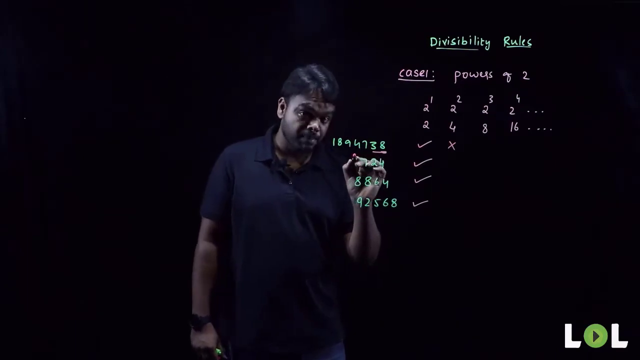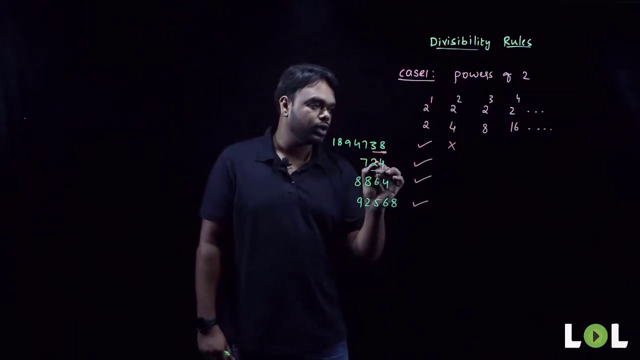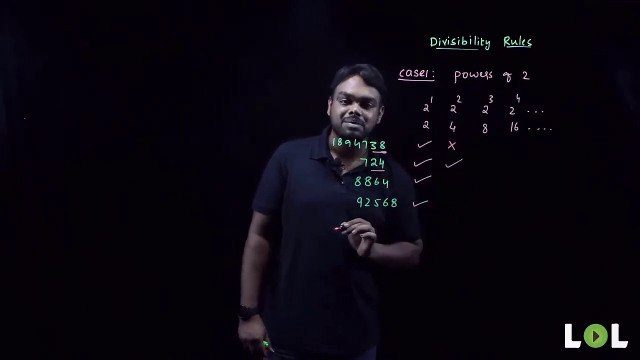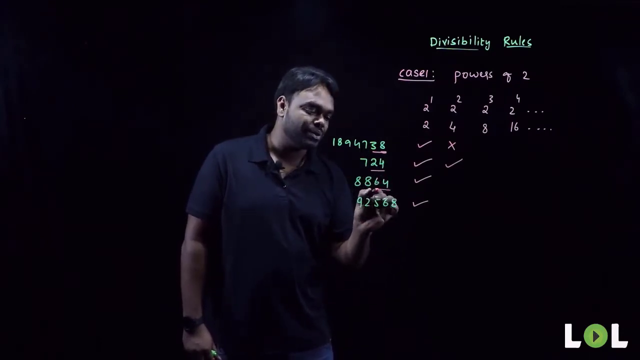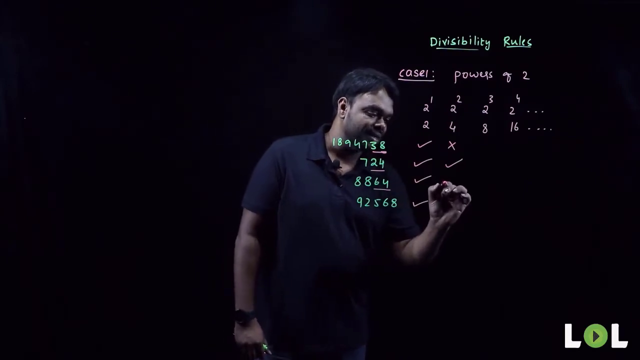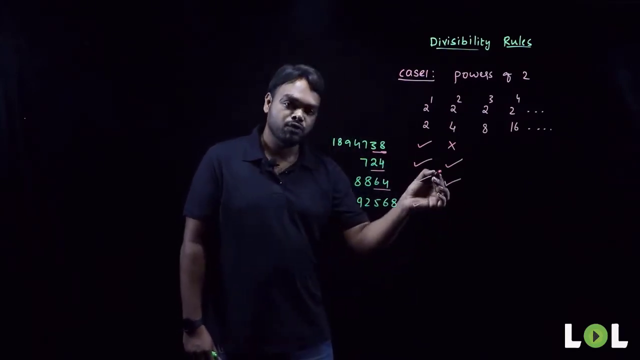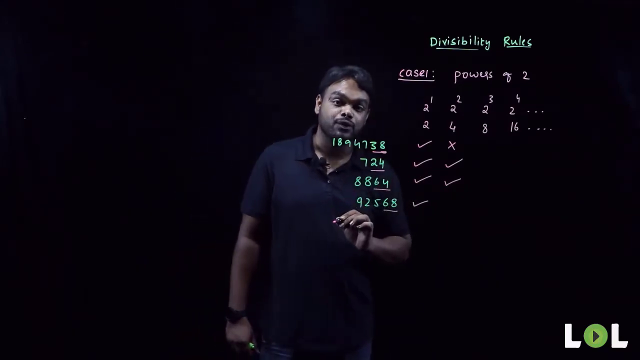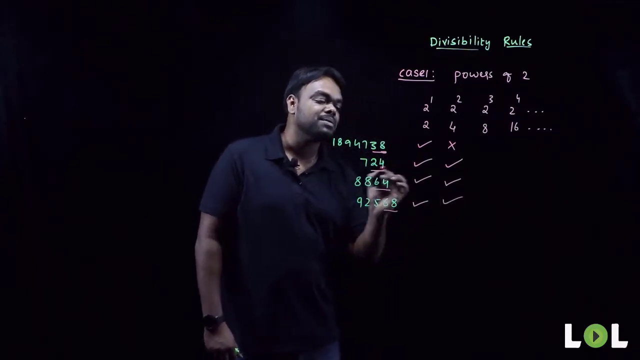If you check this number, last 2 digits, 24. Is 24 divisible by 4? Yes, it means 724 is also divisible by 4. Now, third number, 8864. Check only last 2 digits, 64. 64 divisible by 4? Yes. So, this number is also divisible by 4. Here, 68. Is 68 divisible by 4? Yes. 4 17s is 68. So, this entire number is divisible by 4.